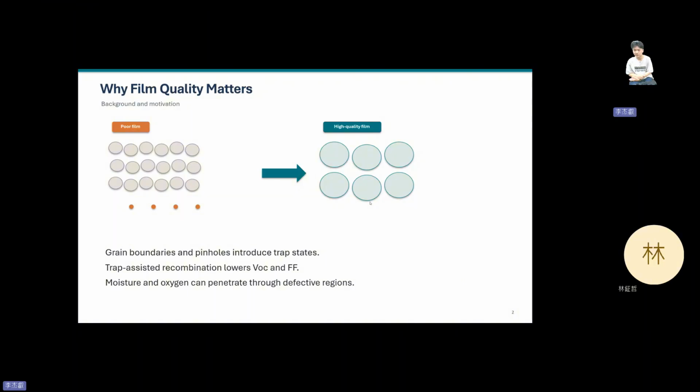And as a result, the device has lower voltage, lower fill factor, and lower efficiency. Also, moisture and oxygen can enter the film through these defective areas. So this makes the device less stable. So a high quality film should be dense, smooth, and have large grains.